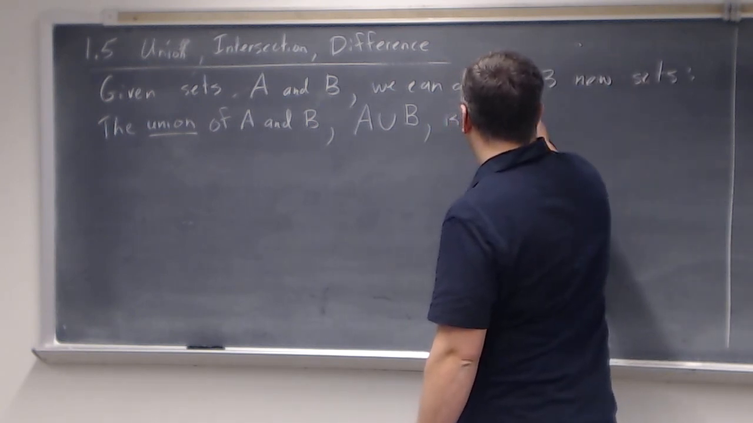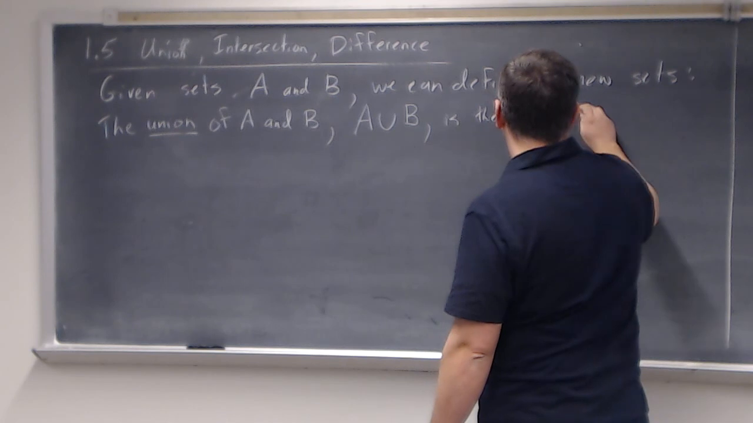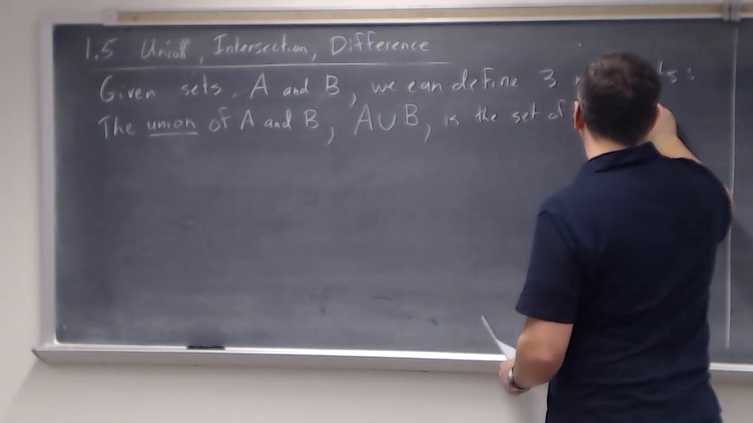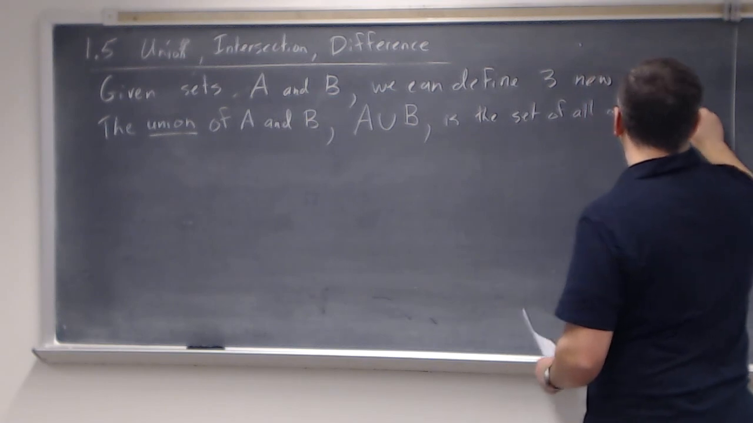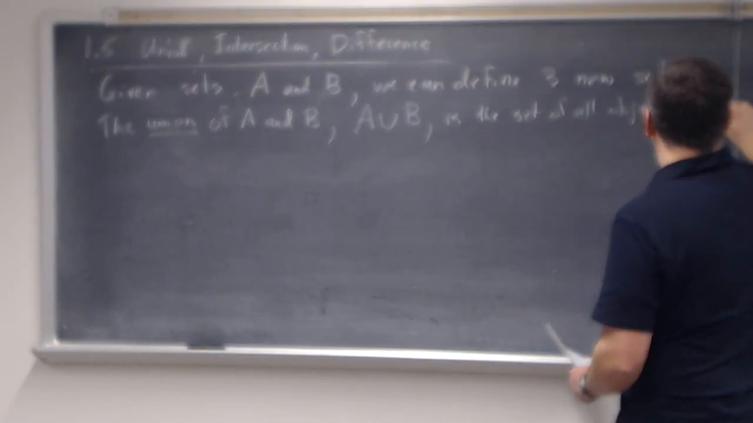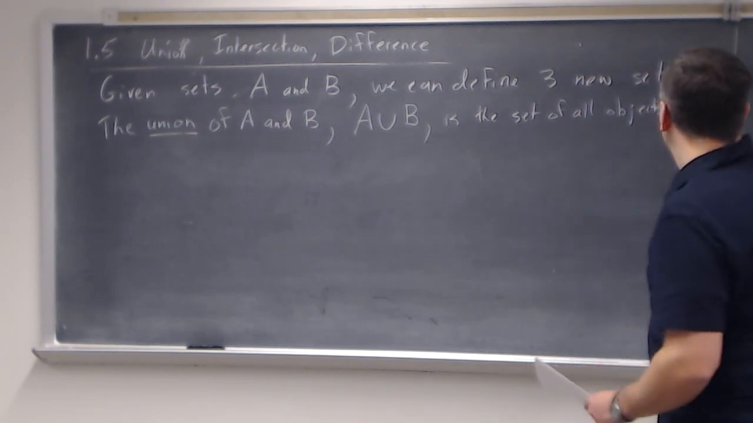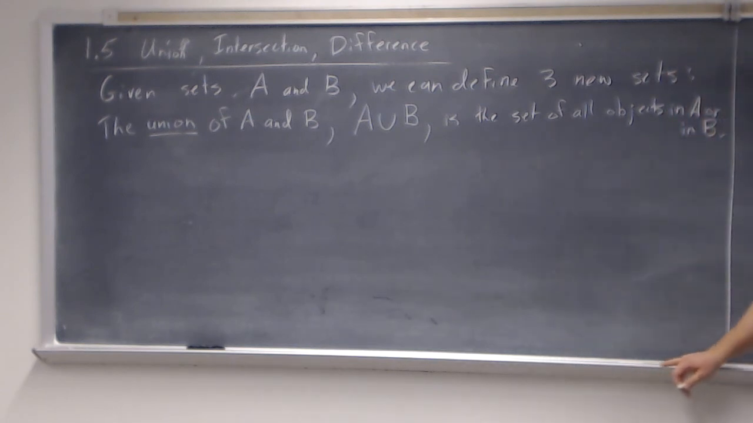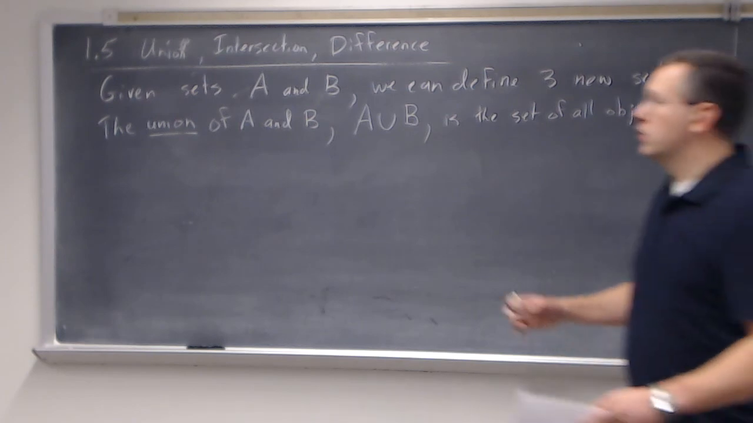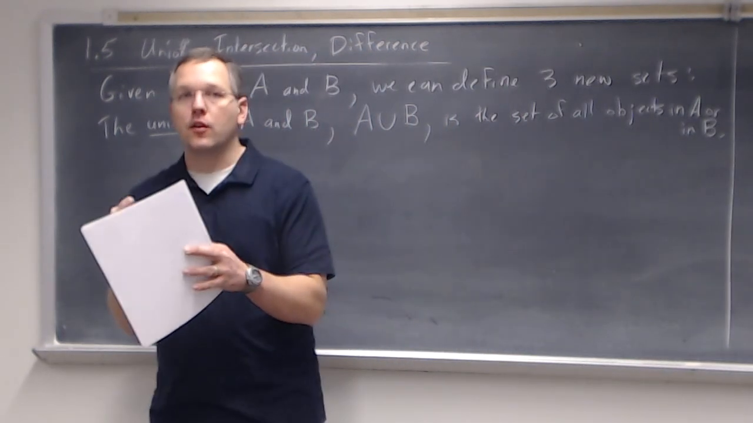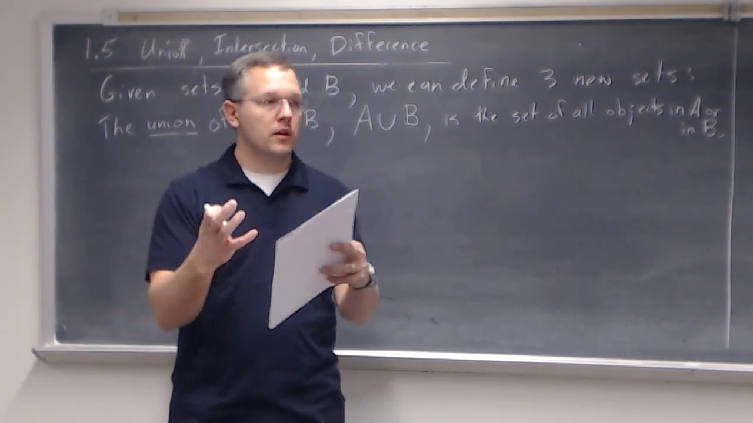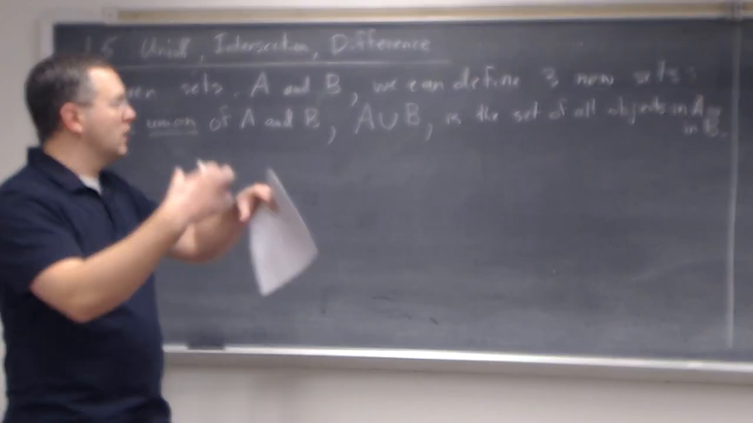The union of sets A and B is the set of all objects in A or in B. The union is like coming together. You take all the stuff that's in A, all the stuff that's in B, and put those two boxes into a big box. We'll call that the union.